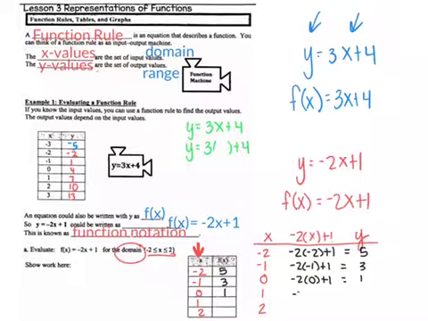I'm going to do the same rule, replacing x with a positive 1. When I solve this, I get negative 2 plus 1, which is negative 1. So when I input a 1, I get an output of negative 1. And finally, when we plug in a positive 2 for x, we end up getting negative 4 plus 1, which is negative 3. So our output value is negative 3. Again, the f of x that you see here is synonymous with y. So we're really looking for those output values.